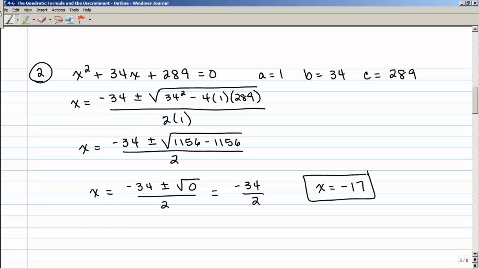In this case, I have only one solution. When I did the square root, the stuff underneath the square root ended up being 0, so I only had one answer. Remember from a couple sections ago when we were graphing these, if we were to graph the related function to this equation, it would end up touching the x-axis only at one point, where x is equal to negative 17.